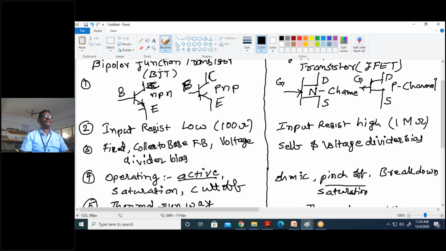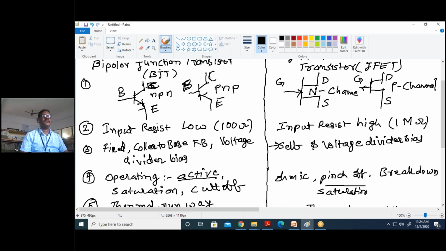And biasing in both BJT as well as JFET can be done with voltage divider bias. Fundamentally, biasing in BJT: fixed bias, collector to base feedback, voltage divider bias. In JFET: self bias and voltage divider bias.